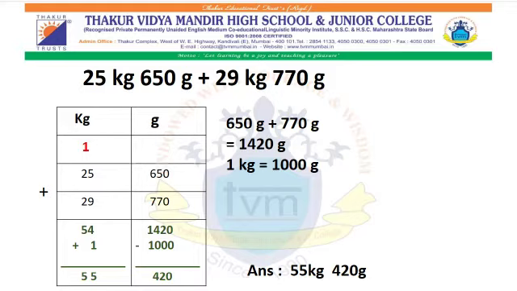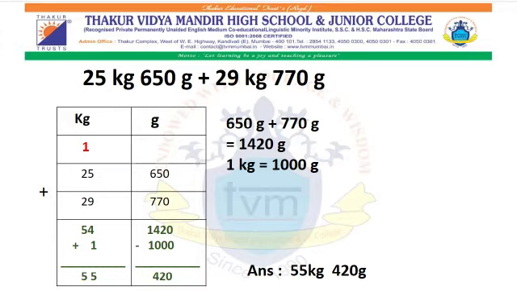Now again see here, you know that 1 kg is equal to 1000 gram. But 1420 is again exceeding 1000, right? So what we are going to do, we will subtract 1000 in the gram place and add 1 in the kg place. So here in grams place you will have 420 and in kg place you have 25 plus 29 is 54. 54 plus 1 is 55. So your answer is 55 kg 420 grams.